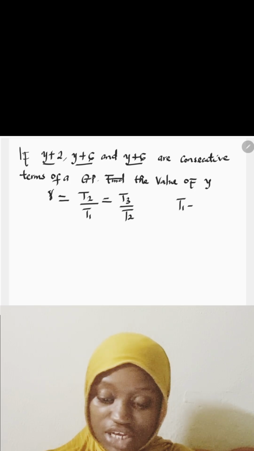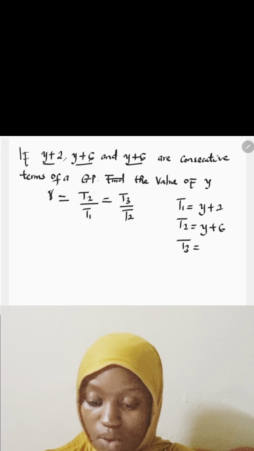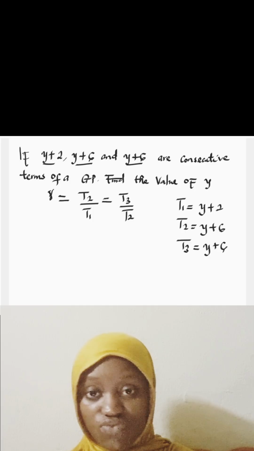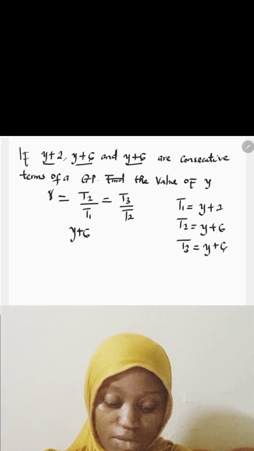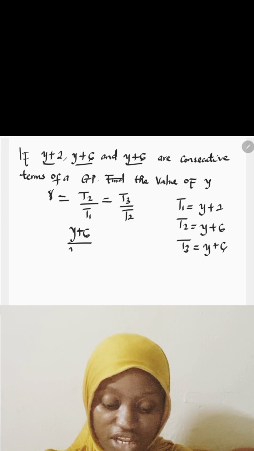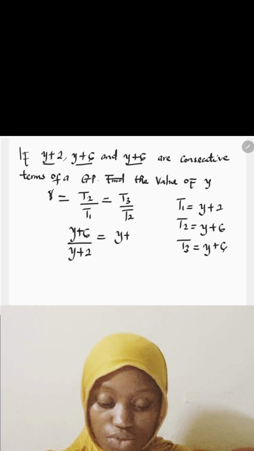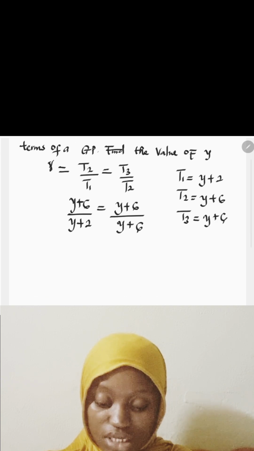So how many terms do we have here? We have t1, which is y plus 2. We have t2, which is y plus 6. And we have t3, which is y plus 6. So all we have to do at this point is to substitute in the values of t1, t2, and t3. So we have t2, which is y plus 6, divided by t1, y plus 2, equal to t3, which is y plus 6, divided by t2, which is also y plus 6.